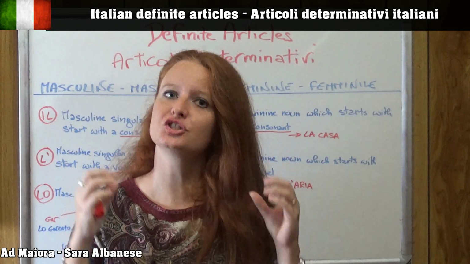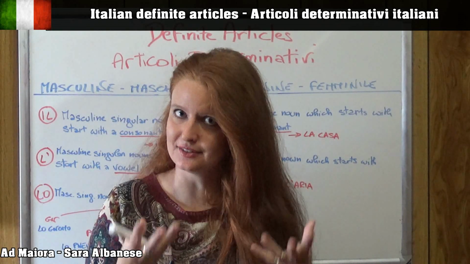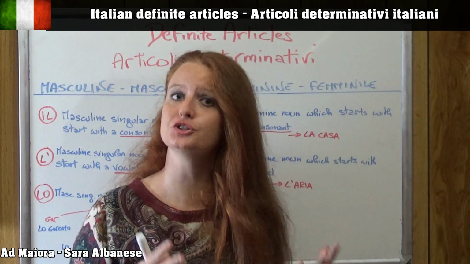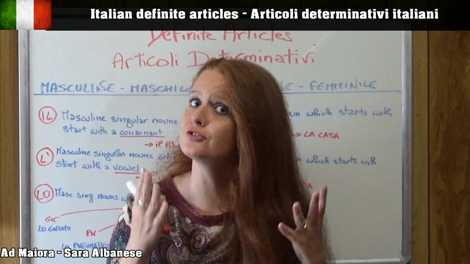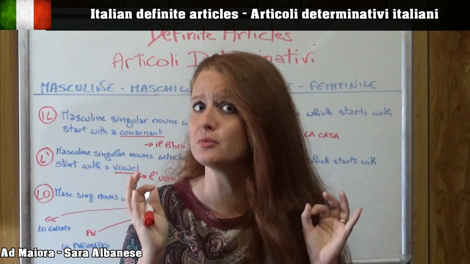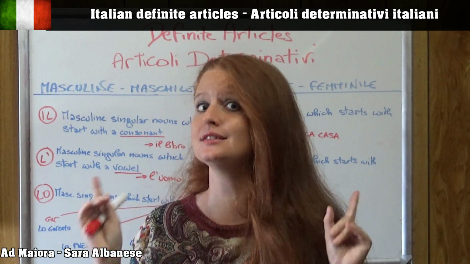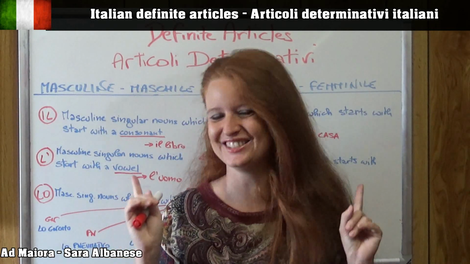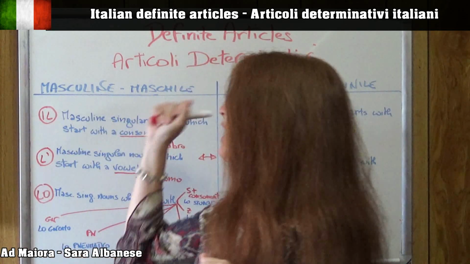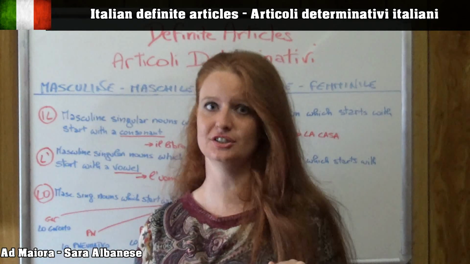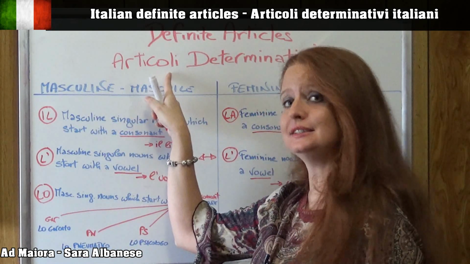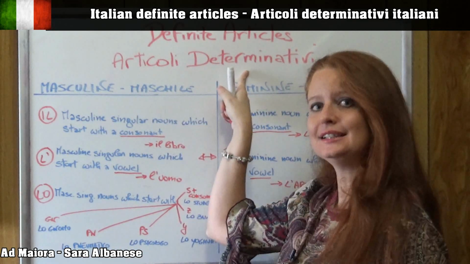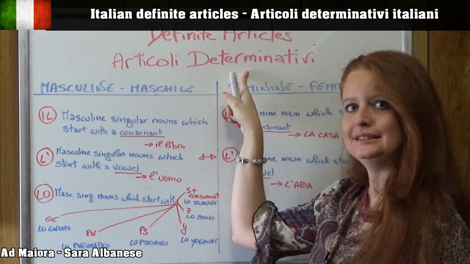Now we have to start creating those sentences, and in order to do so, we have to understand a few grammar rules, starting from the basics, starting from the very beginning, and the very beginning is the article, okay? And so today we are going to talk about definite articles, okay, which in Italian are called articoli determinativi.